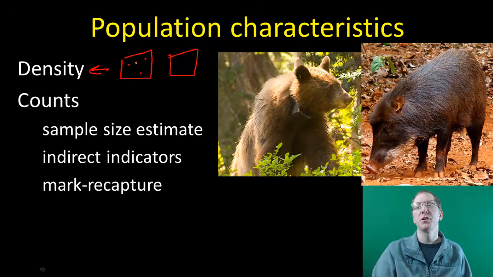So for example, this could be something like the bear, like a large predator, where they need lots of space. Whereas if I look at something like mice, they might just be all over the place. The density would be much, much higher for that second population because they're smaller. So density is one characteristic that we'll use.